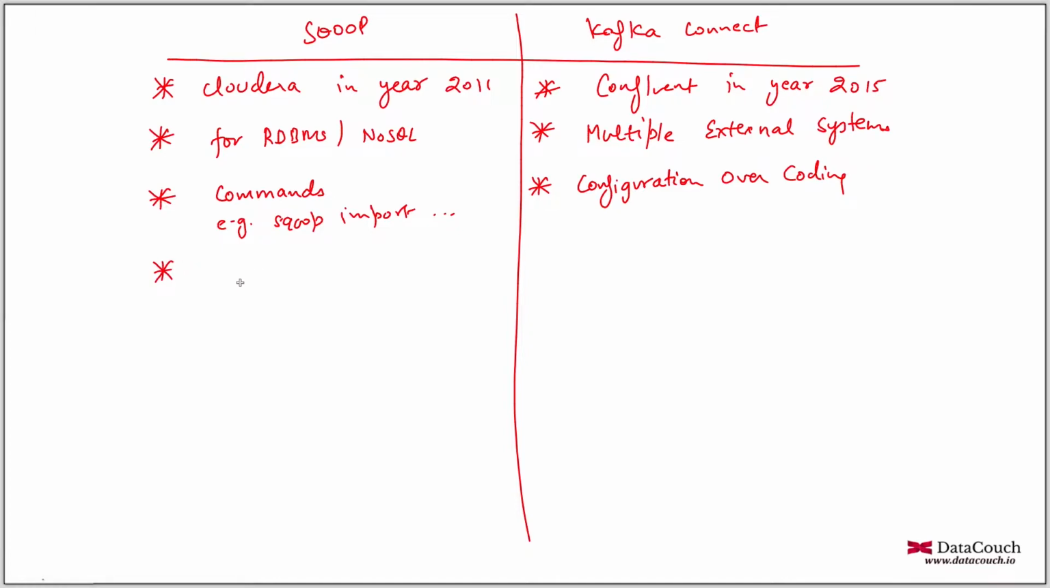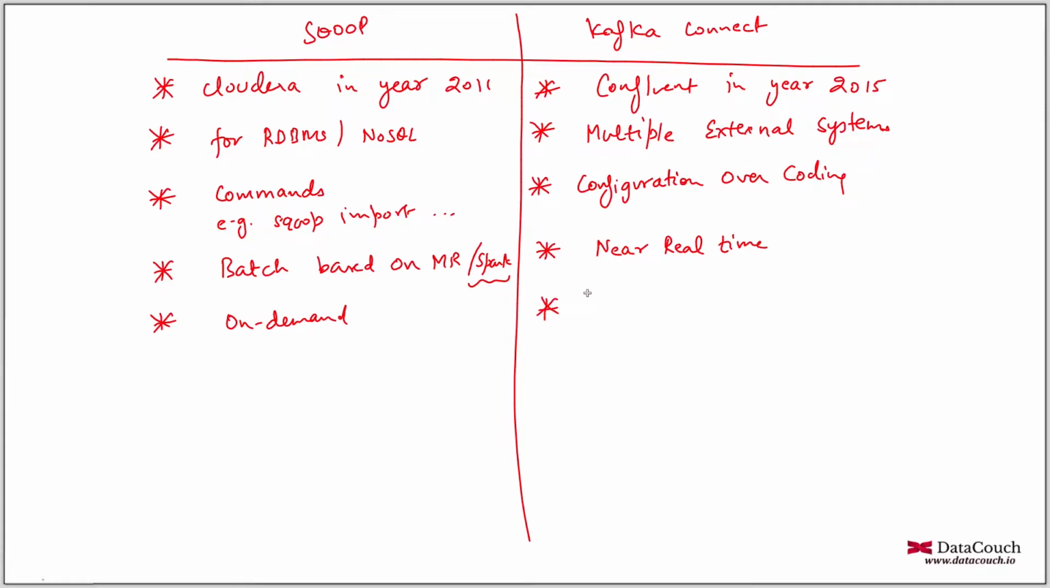Apart from that, Sqoop is batch based, primarily on MapReduce. There are some Spark related implementations on GitHub, but they are not very popular. In production, most people are still using Sqoop on MapReduce. Kafka Connect is near real time. Sqoop is on demand: you run the command and then it executes.